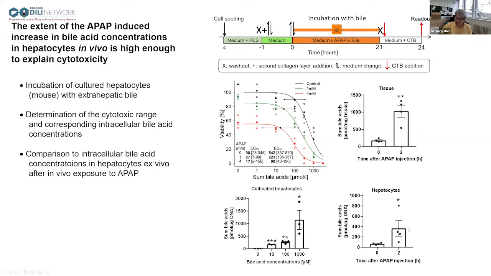And these are indeed concentrations which are reached in cultivated hepatocytes exposed to cytotoxic concentrations of bile acids. So this means that the extent by which APAP increases intracellular bile acid concentrations indeed reaches thresholds of cytotoxicity or even transiently exceeds these thresholds.